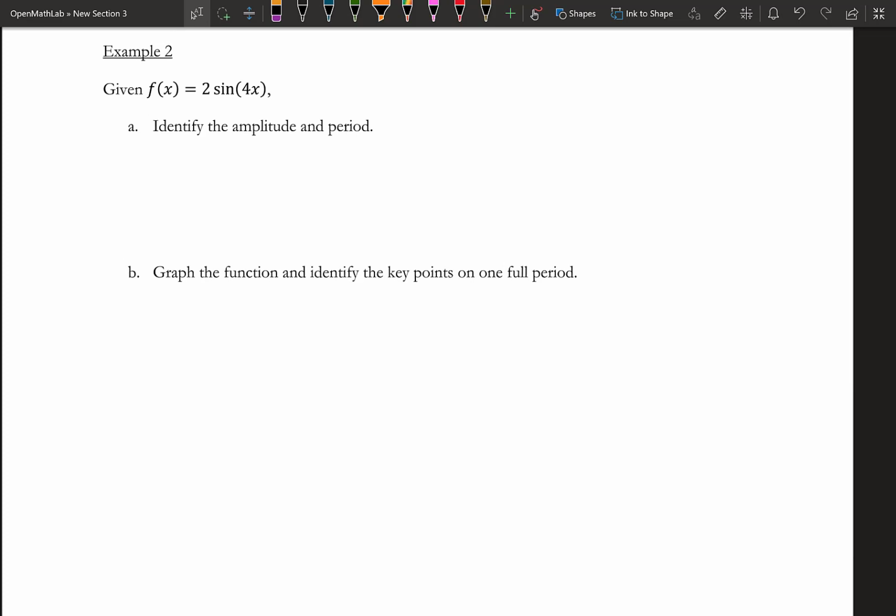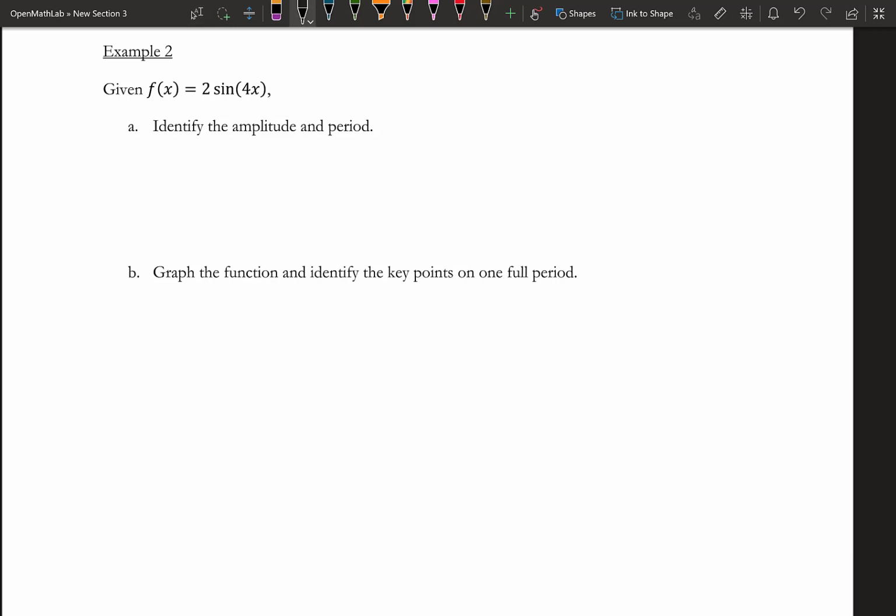All right, so I have another example to look at. So example 2 is we're given that f of x equals 2 times sine of 4x. We want to be able to identify the amplitude and the period. And then next we want to graph the function, identify the key points on one full period, right?